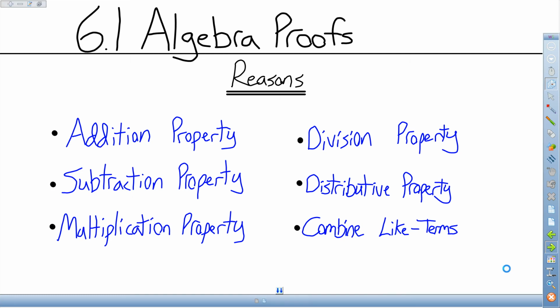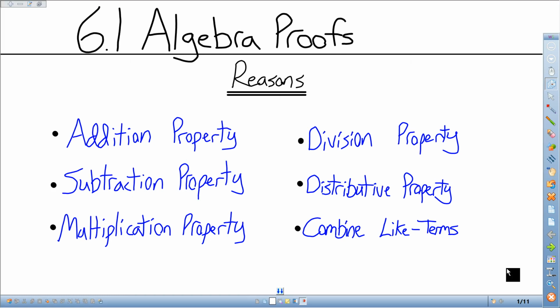Hey, everybody. So, chapter 6, we are getting into what are called proofs. And eventually, what this chapter will get into is proving two triangles are congruent. Okay, before we get into that, though, we're just going to practice a simple type of proof. And that is what today's all about. And they're going to be algebra proofs.